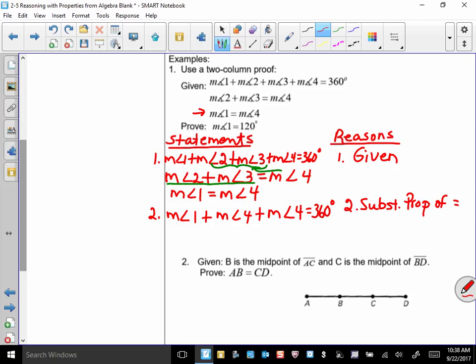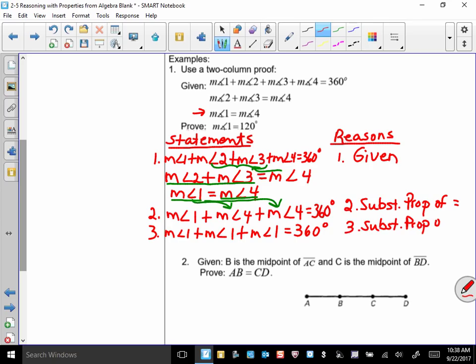Okay, now let's see, what can I do now? Oh, look, I know that the measure of angle 1 equals the measure of angle 4, so I'm just going to substitute that in for both of these measures of angle 4, right? So my third step is going to say the measure of angle 1 plus the measure of angle 1. There's my substitution. I'm going to do another substitution. Measure of angle 1 equals 360. Substitution, property of equality.